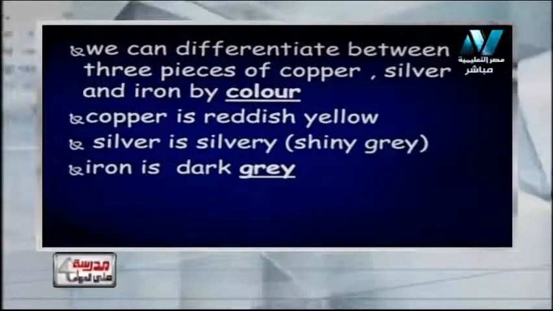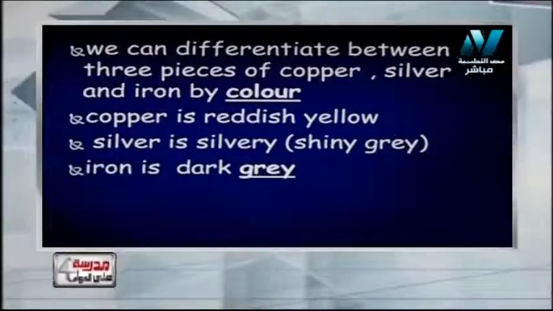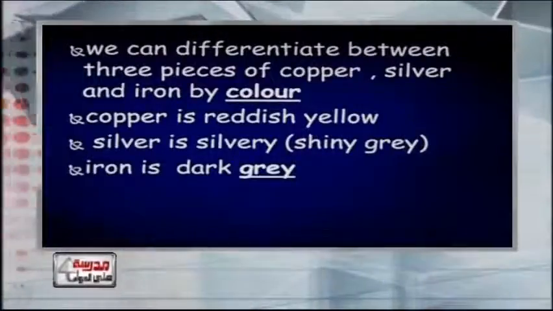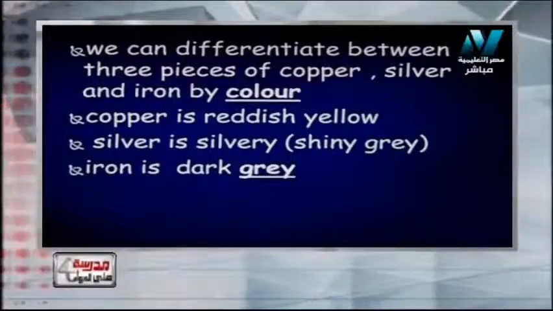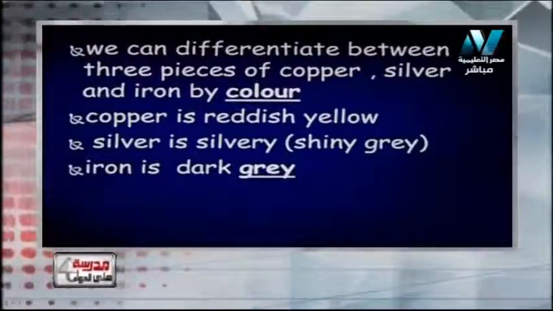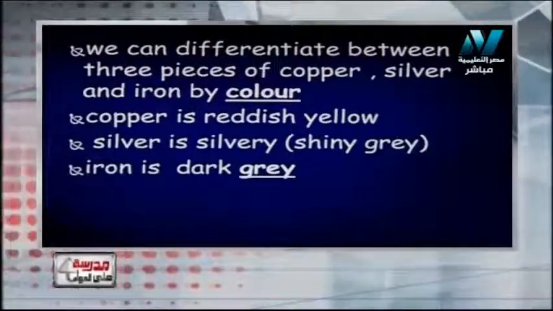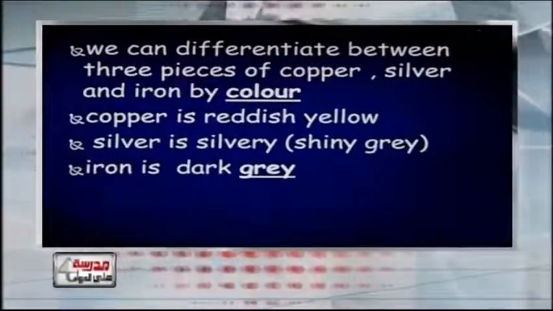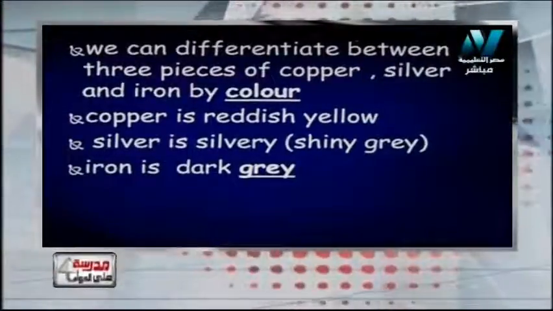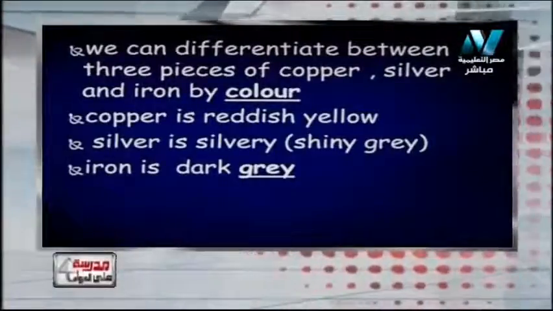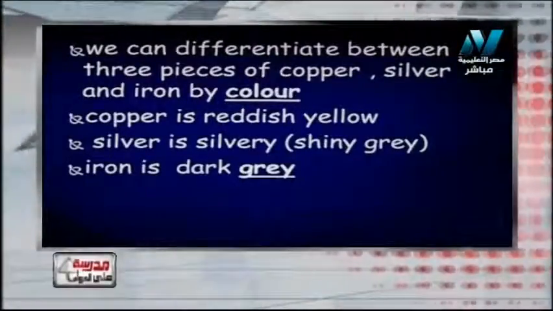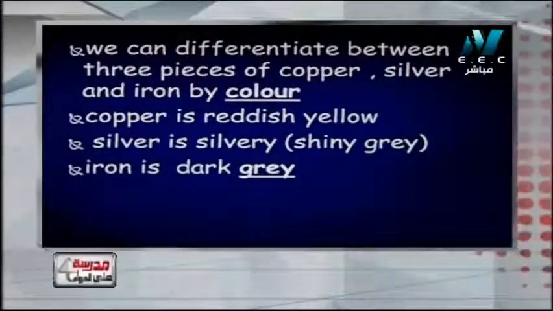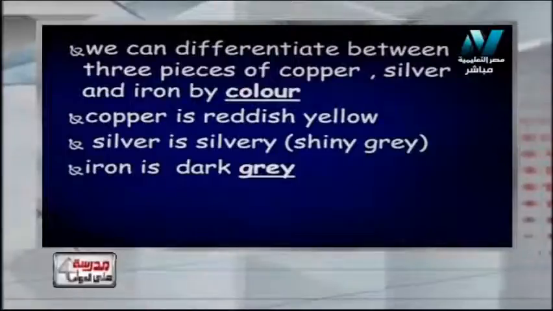How can you differentiate between them? By color. Why? Because copper is reddish yellow, or reddish brown. Silver is silvery or shiny gray, and its color is very clear. Iron is a dark gray. So surely I can differentiate by color between some matters, but of course not all matters, such as iron, copper and silver. Again, we can differentiate between 3 pieces of copper, silver and iron by color.